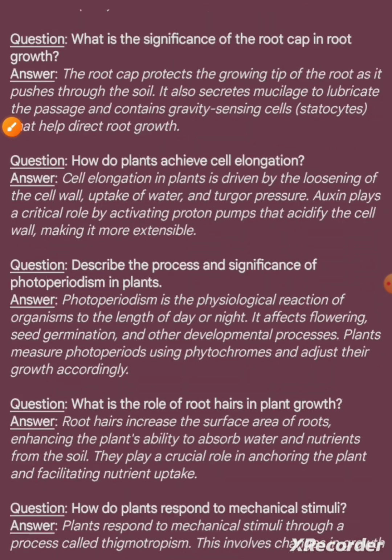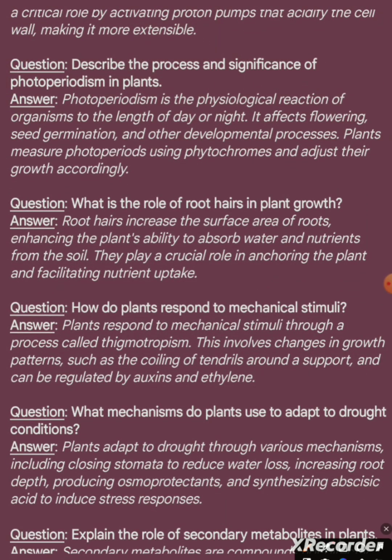Next question. Describe the process and significance of photoperiodism in plants. Answer: Photoperiodism is the physiological reaction of organisms to the length of day or night. It affects flowering, seed germination, and other developmental processes. Plants measure photoperiods using phytochromes and adjust their growth accordingly.